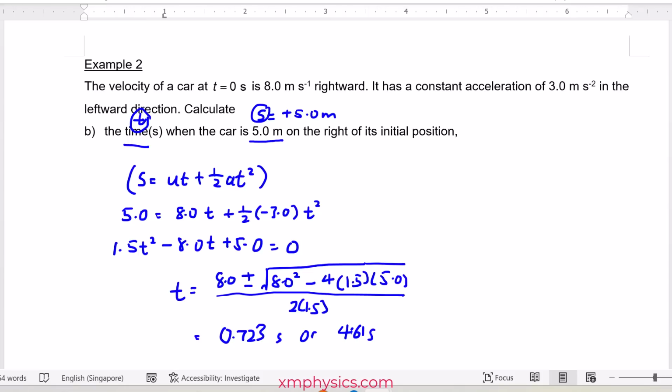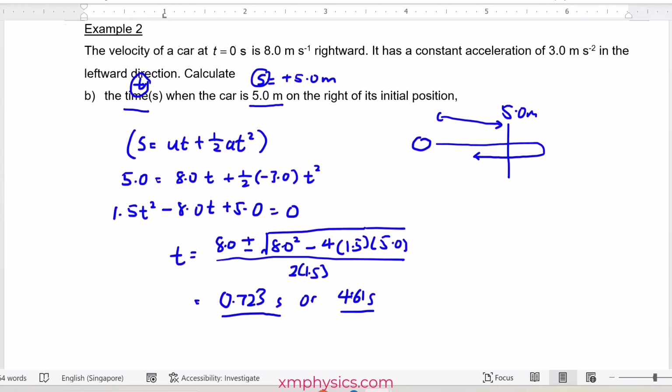Both, right? Remember, we have the car going rightward, slowing down, coming to rest, and then making a U-turn. So t = 0.723 seconds must be the first time when the car passes 5.0 meters. And 4.61 seconds must be the time when it has made the U-turn. So the math is correct. There are indeed two instances in time when the car was 5 meters to the right.